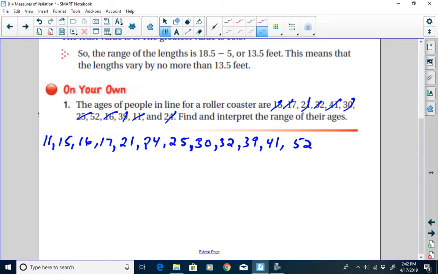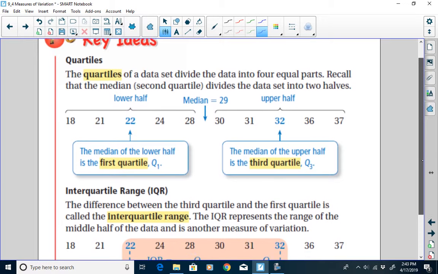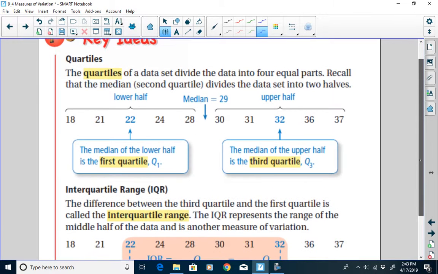The range is the difference between the greatest and least values. So the greatest value is 52, the least is 11. If I want to find the range, I take the 52, subtract the 11, and I get 41. So 41 represents the range of the data. Once again, the range is the difference between the greatest and the least value. And it's always good to arrange the data from least to greatest in order for us to find the range rather easily. Okay. Now the next part of our lesson deals with finding the interquartile range.